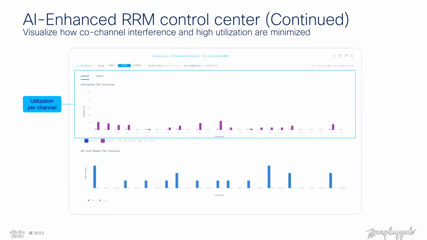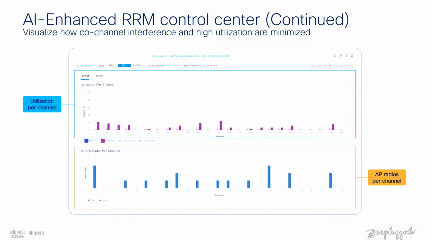And then we go back to that main page. And as we scroll down, this is the next section below the dashlet. What we're seeing here is the utilization per channel, and we also get to see AP radios per channel as well as radar. So on the top part of the graph, this is utilization per channel. I can see things like interference. I can see things like utilization at a channel level, and I'm not looking at just one channel. I'm looking at the whole spectrum here. And the same thing on the next graph down.